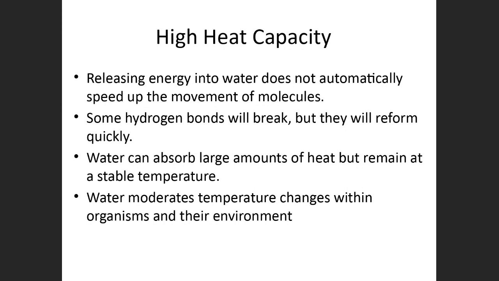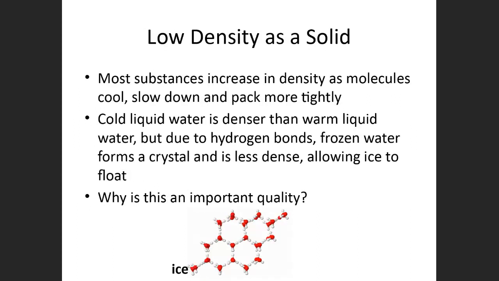It also can moderate temperatures within organisms themselves. Organisms like humans have a lot of water in them, right? The cells themselves contain a lot of water, and so that helps moderate internal temperatures. Okay, so that is our important property number 2, our high heat capacity. Okay, let's move on to property number 3.